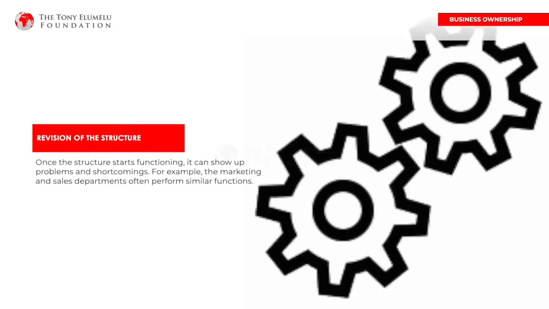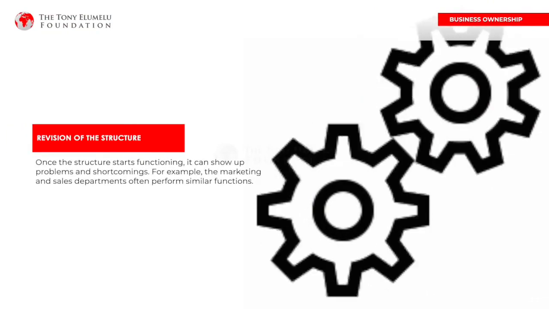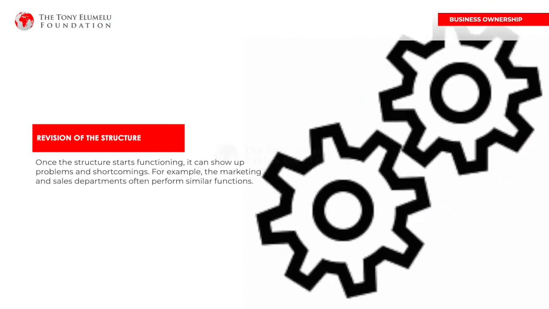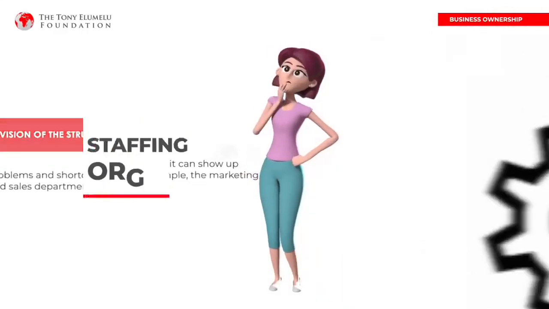Revision of the structure. Once the structure starts functioning, it can show up problems and shortcomings. For example, the marketing and sales departments often perform similar functions.